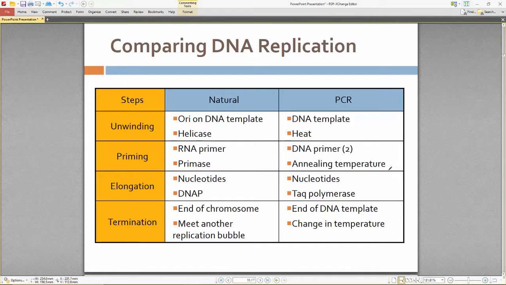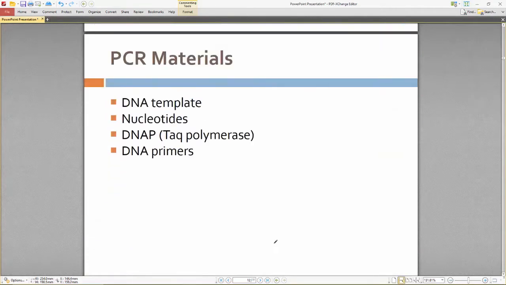So we set the solution to a temperature where our DNA primers will just anneal to our DNA template. Elongation is done by nucleotides and an enzyme called DNAP. PCR also uses nucleotides and something called TAQ. And then termination, when it reaches the end, meets another replication bubble. But in PCR, we terminate by just changing the temperature again.